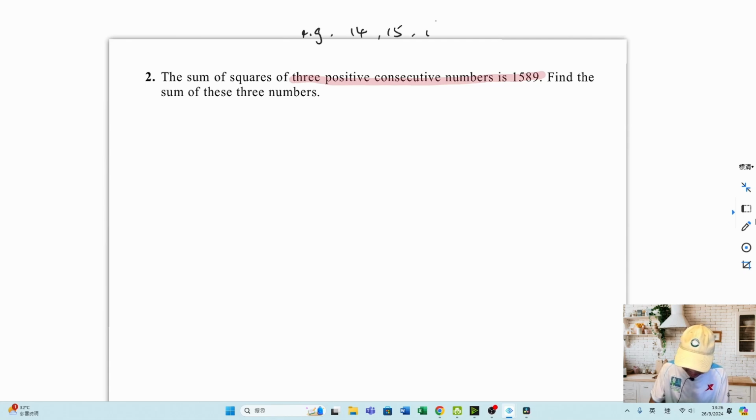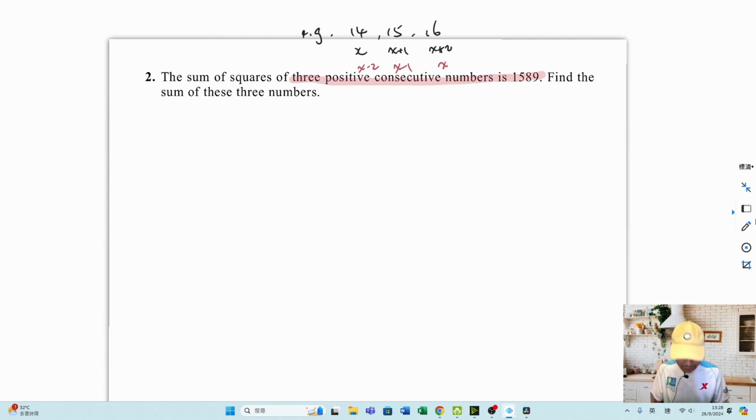So we can think of an example like 14, 15, and 16. In this case, if we set the smallest number to be s, then the other two should be s plus 1 and s plus 2, because the space between the three numbers is 1. If s is the biggest number, then the other two should be s minus 1 and s minus 2. Usually I always assume the smallest number to be s, so I don't have equations with so many minus signs.